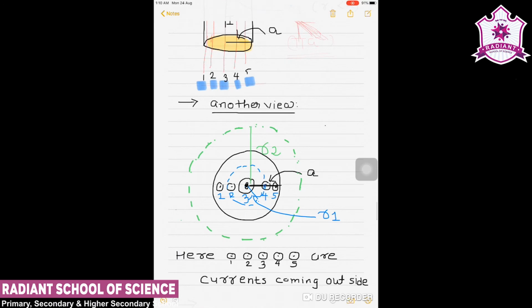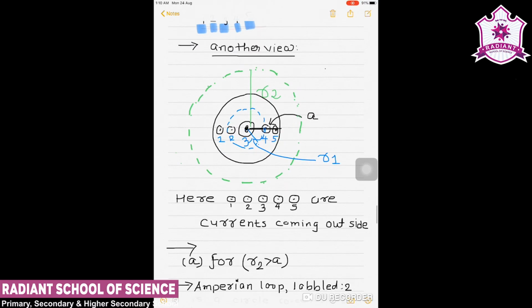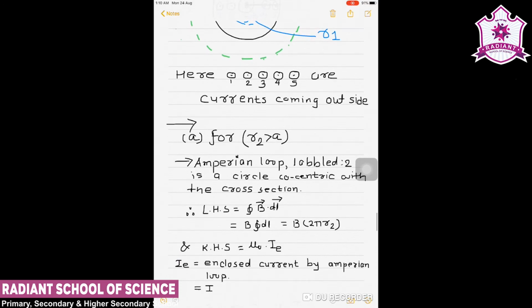And obviously the cross section of the wire has a radius a and its area is pi a square. So this is the cross section view of the given wire. Now we have to find out the magnetic field. We are taking two cases: one case is outside the wire and the second case is inside the wire, and we will apply Amperian circuital law. So how will we apply Amperian circuital law?